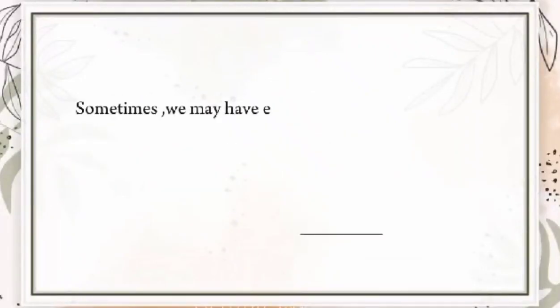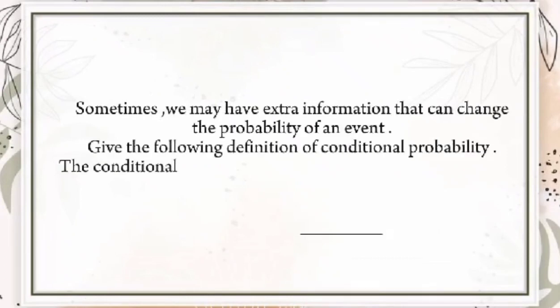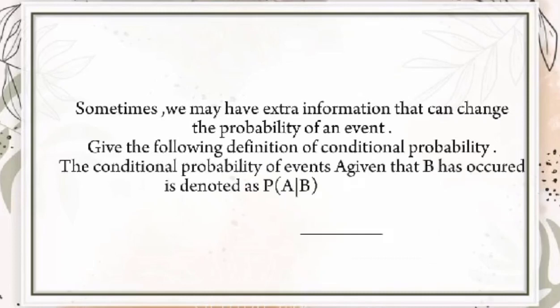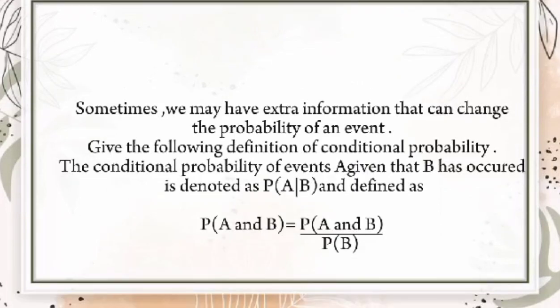Same probability. Conditional probability. Sometimes we may have extra information that can change the probability of an event. Give the following definition of conditional probability. The conditional probability of event A given that B has occurred is denoted as P(A|B) and defined as P(A|B) equals P(A and B) over P(B).